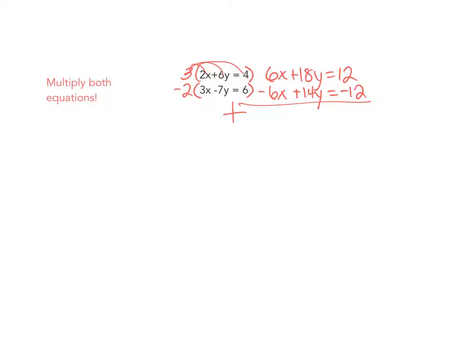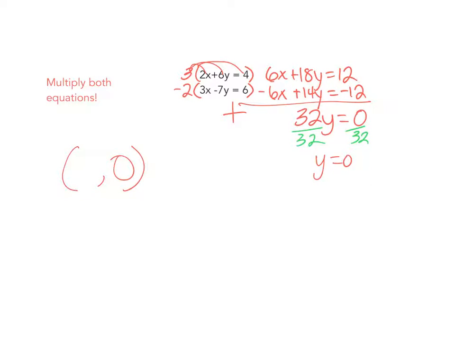My y's is going to become 30. Oh, 12 plus -12. 0. Divide both sides by 32. Y equals 0. I'm halfway done.